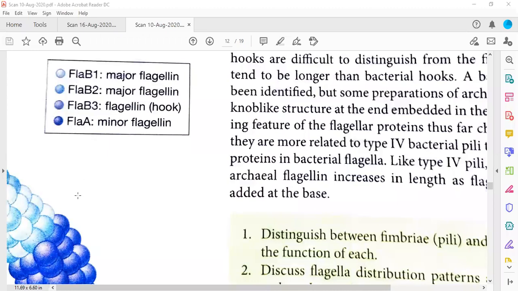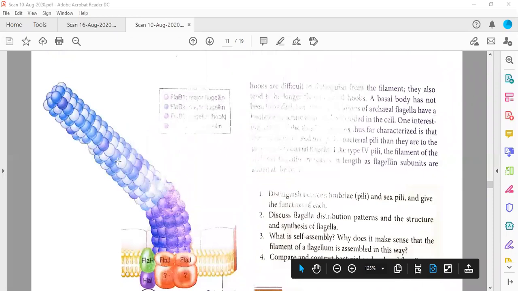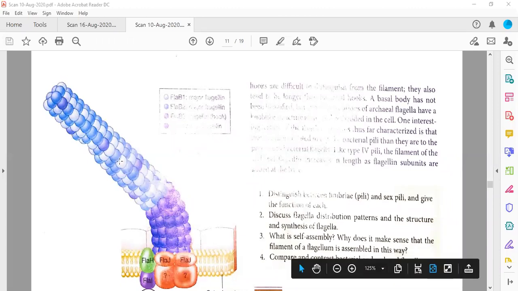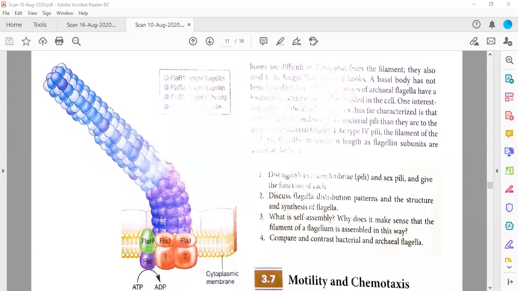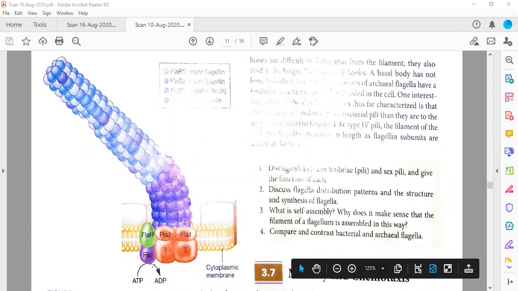All of them can be distinguished by color. The different shades of blue: flagellin B1, B2, B3, and flagellin A. The four different types of flagellin proteins are found in the filament of flagella. Then this flagellin A is mainly found in the hook structure. Also, there are some other types of flagellin protein, for example flagellin H, J, and flagellin I. They are also found, and they make up either the stator or the rotor portion of this particular flagella.